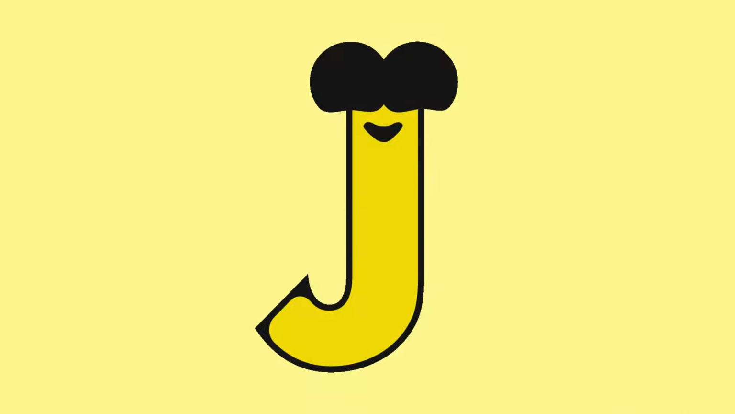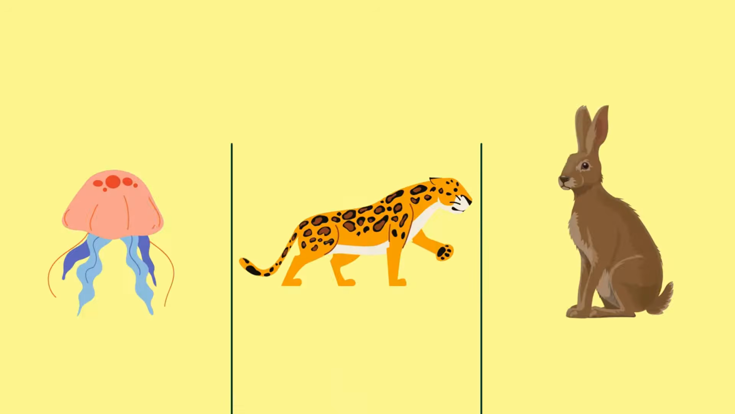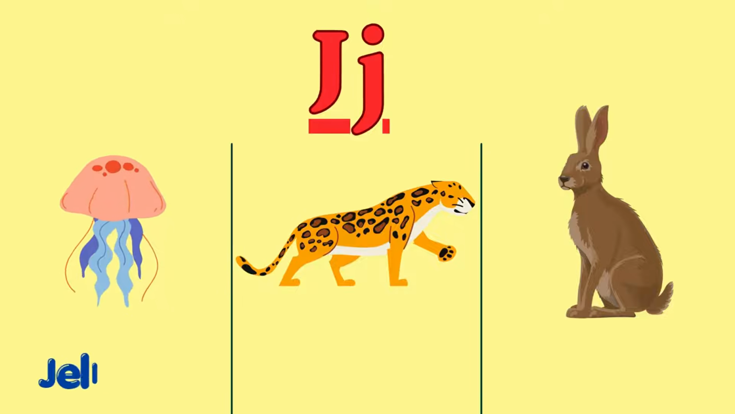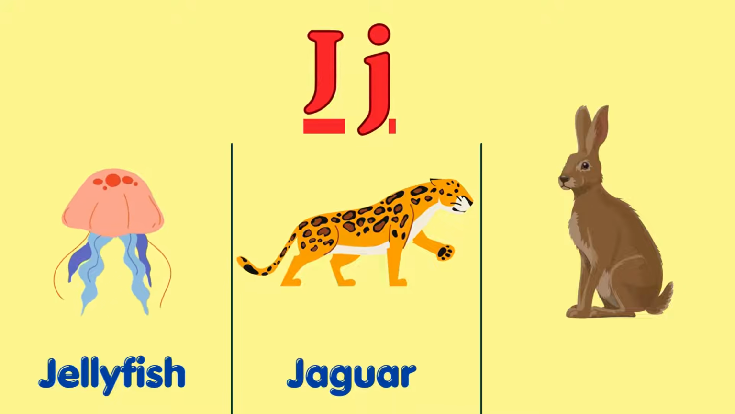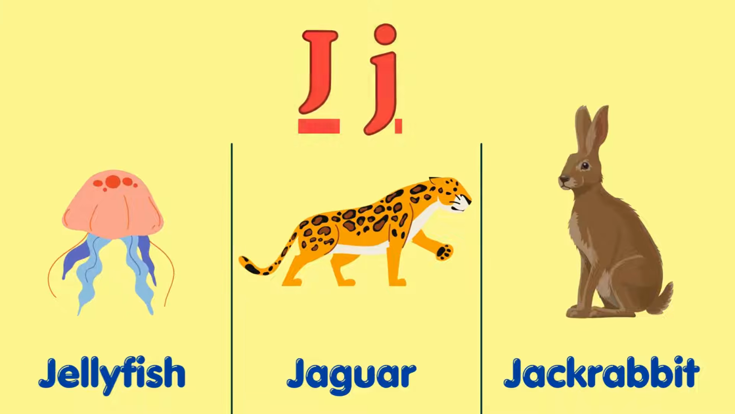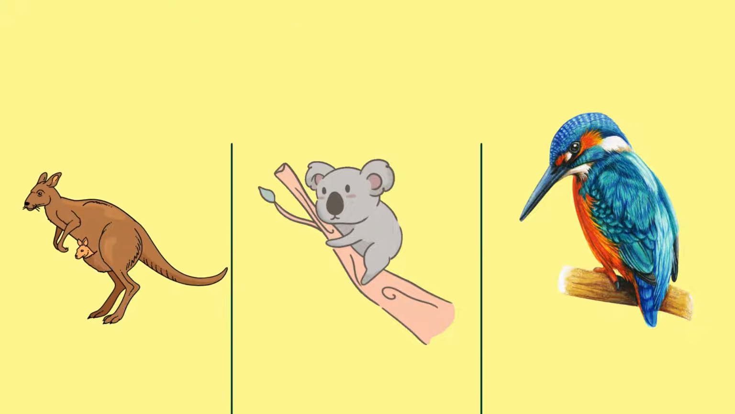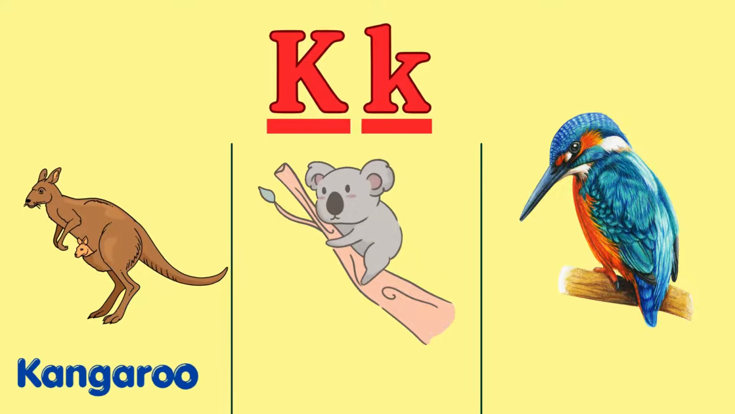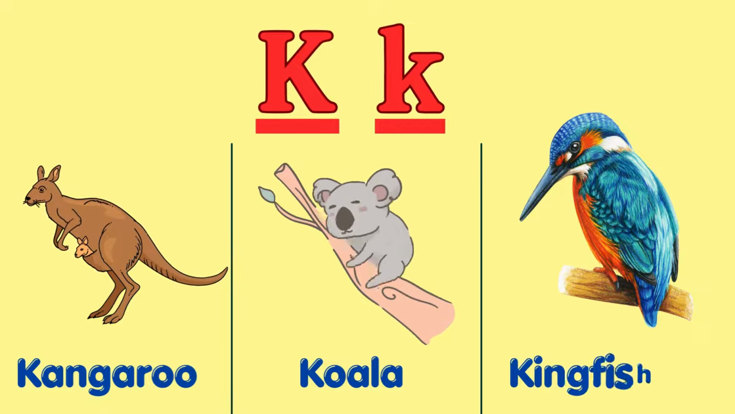Letter J. J is for jellyfish, jaguar, jackrabbit. Letter K. K is for kangaroo, koala, kingfisher.